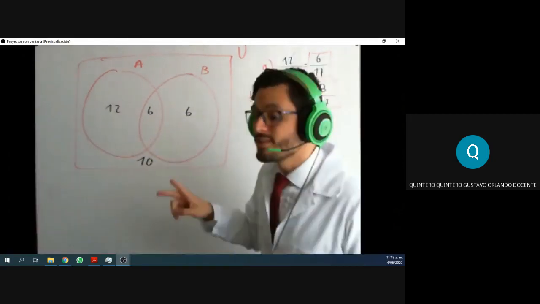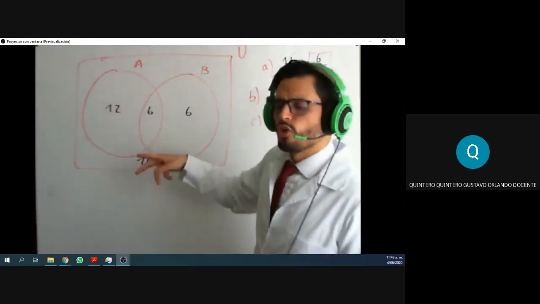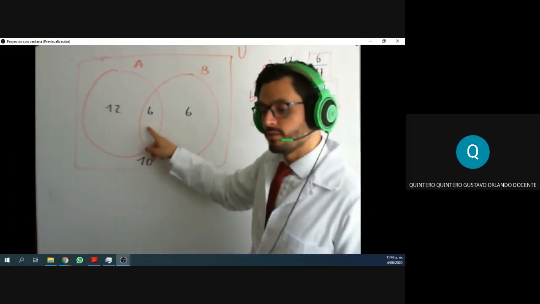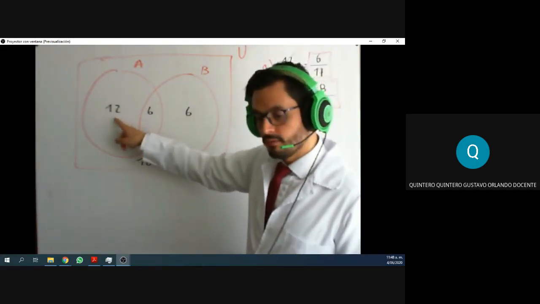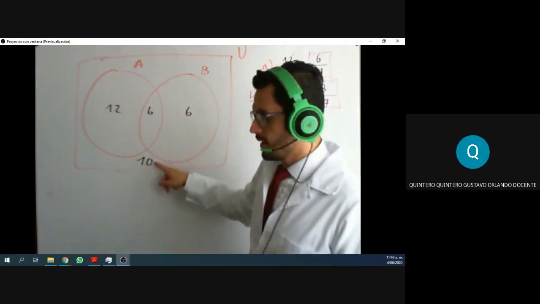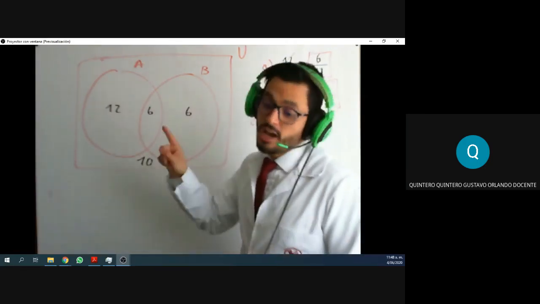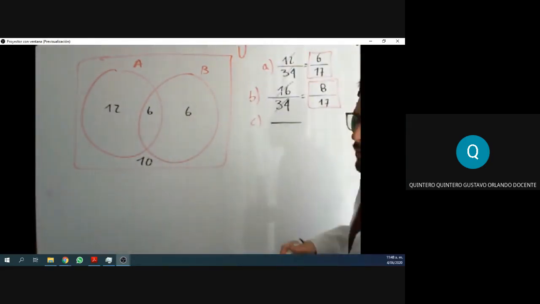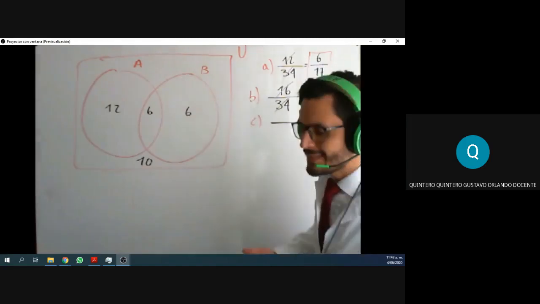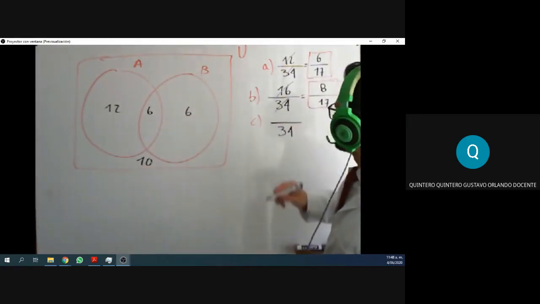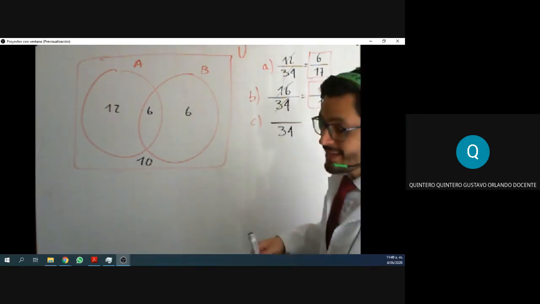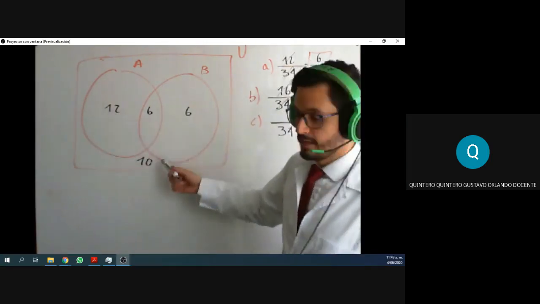The question says the ones that are not on both. So which numbers in here are not in this sector? 12, 6, and 10. Those are the ones that are not in both, right? Beautiful. So our probability, since we are working with the same Venn diagram, we have the exact amount of total possibilities, right? But the success will be just 12 plus 6 plus 10, right?